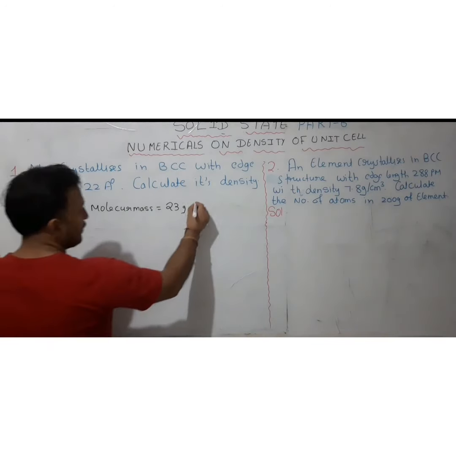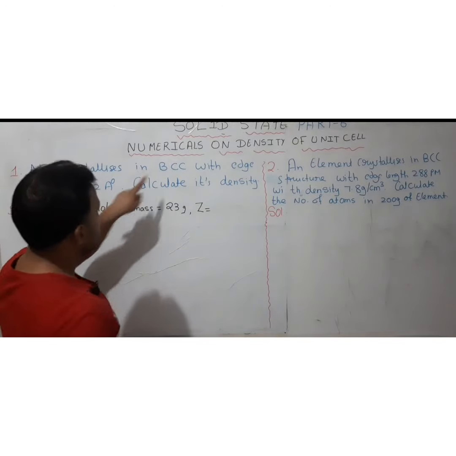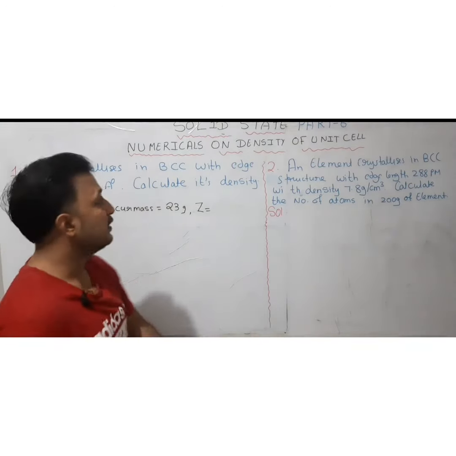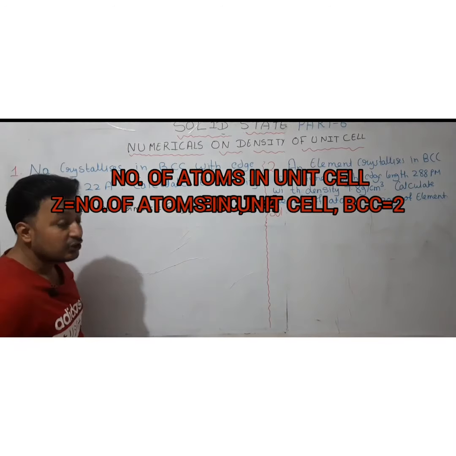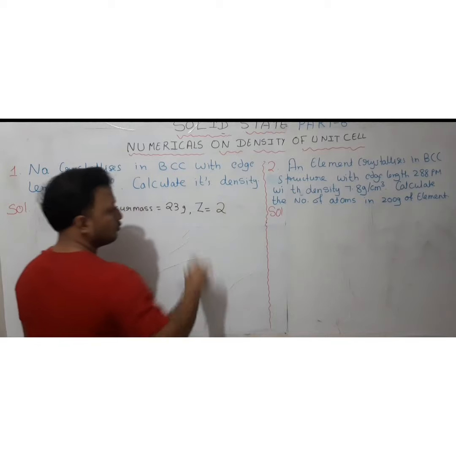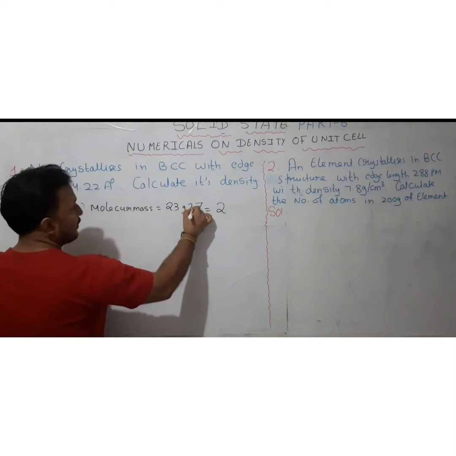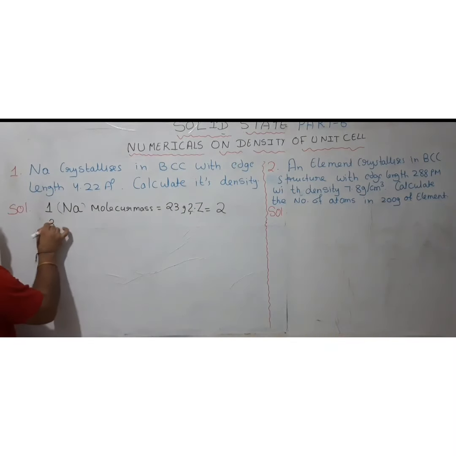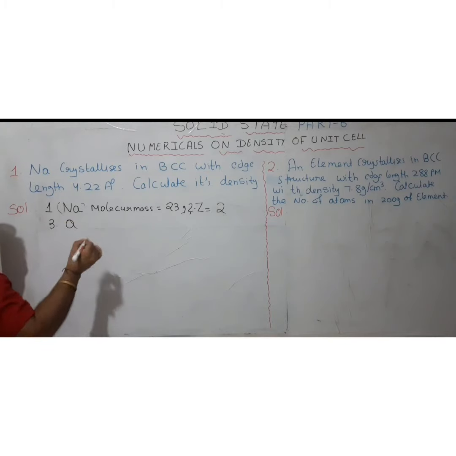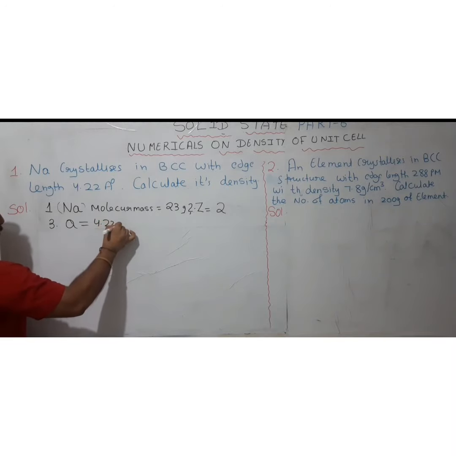Then what is given? The value of Z is given. Z, you all know, is the number of atoms in a unit cell. As it is a BCC structure, in case of BCC the value of Z is going to be 2. Now what is the other thing given? The value of edge length is given to you, that is the third thing, value of a, that is edge length. And that is given as 4.22 angstrom.